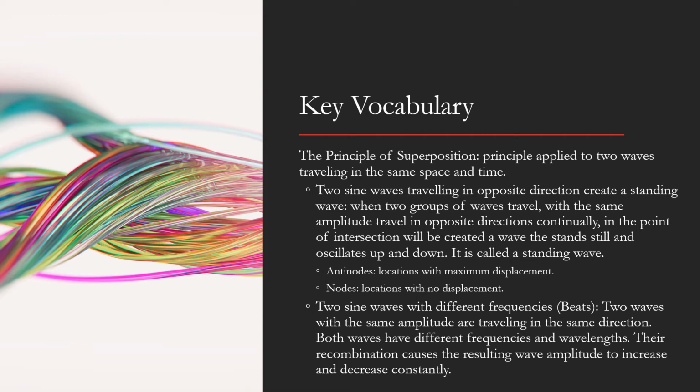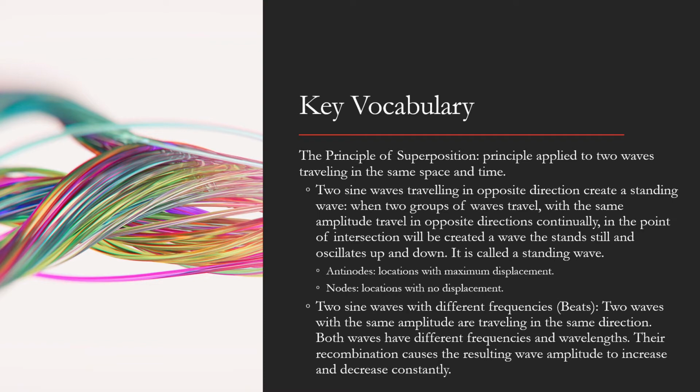Lastly, we have two sine waves with different frequency or different beats. Two waves with the same amplitude are traveling in the same direction. Both waves have different frequencies and wavelengths. Their recombination causes the resulting wave amplitude to increase and decrease constantly. This one is very interesting to analyze as well.